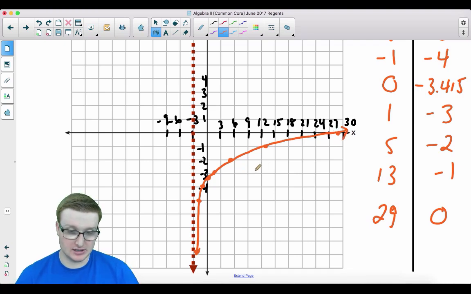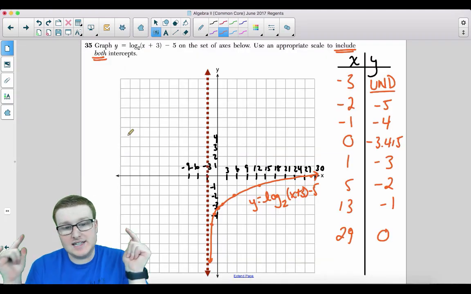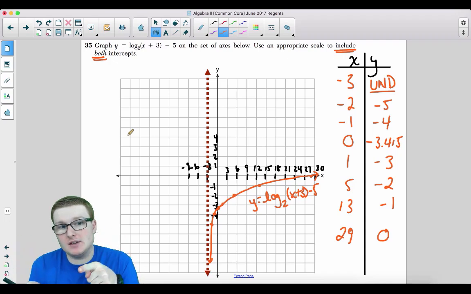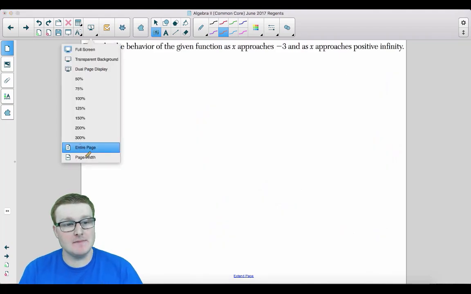Yes, I did it good this time. I drew it well this time. So y equals the log base 2 of x plus 3 minus 5. So that is how you graph it with your table of values and the proper axes. You have to include both intercepts. Be careful with that.